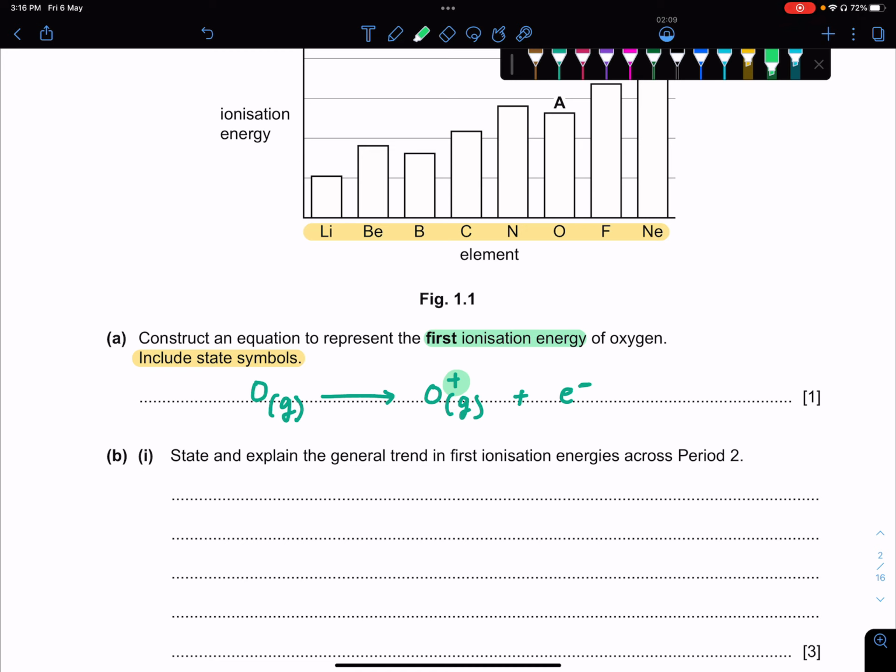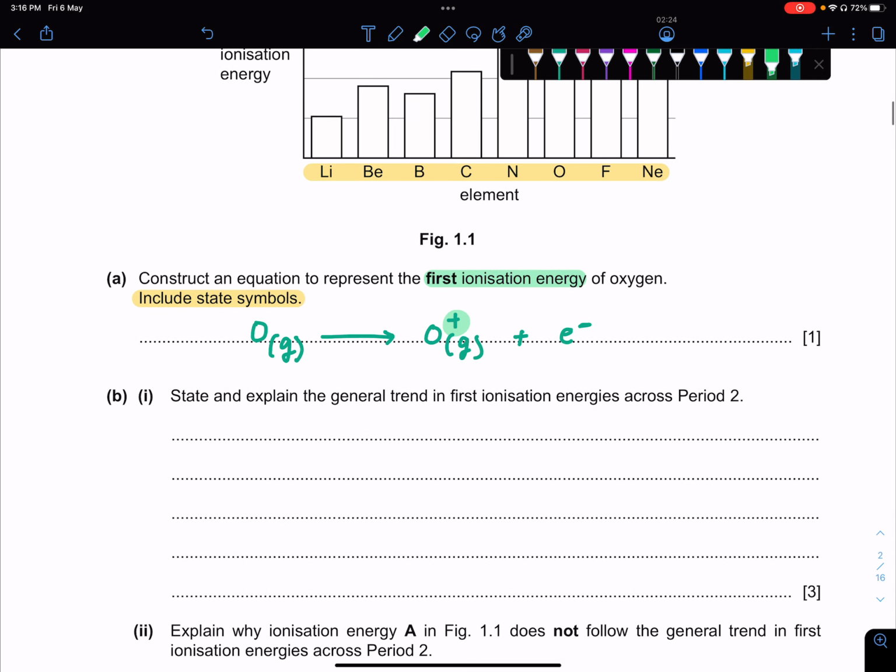Let me just define the first ionization energy. It is the amount of energy that is needed to remove 1 mole of electrons from 1 mole of atoms of an element in gaseous state to form 1 mole of gaseous cations. So do remember that. It's a 3-mark definition.